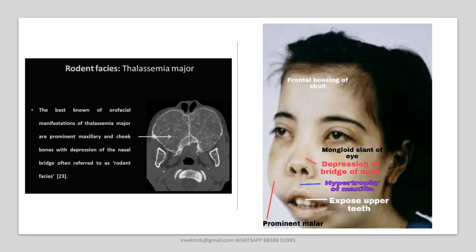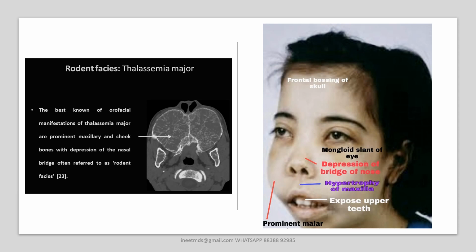Other findings for thalassemia include rodent faces, which is typical for thalassemia major. You can see it in CT as well as clinical appearance. In the CT or other X-rays, the radiographic features include a prominent maxillary and cheekbone with depression of the nasal bridge.